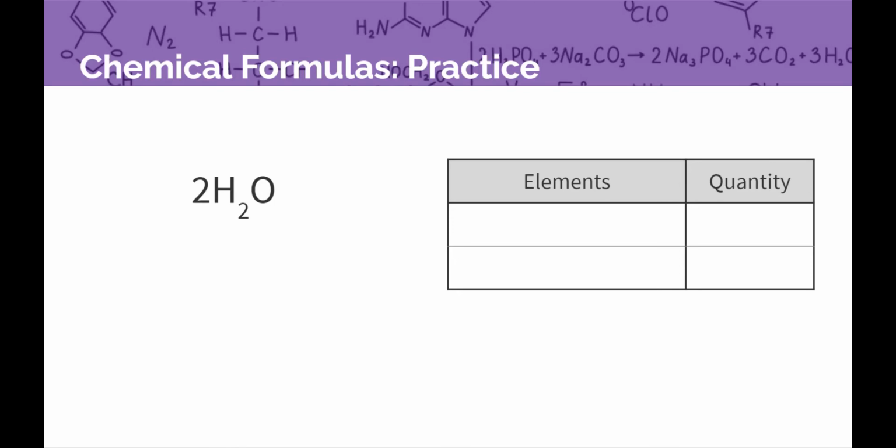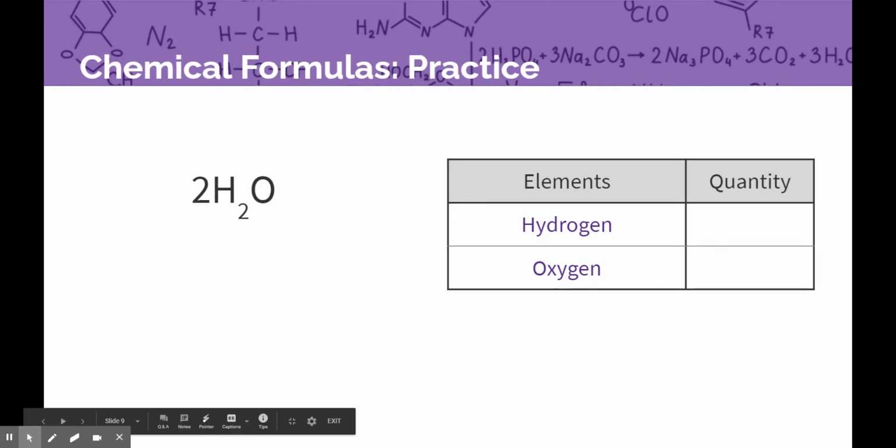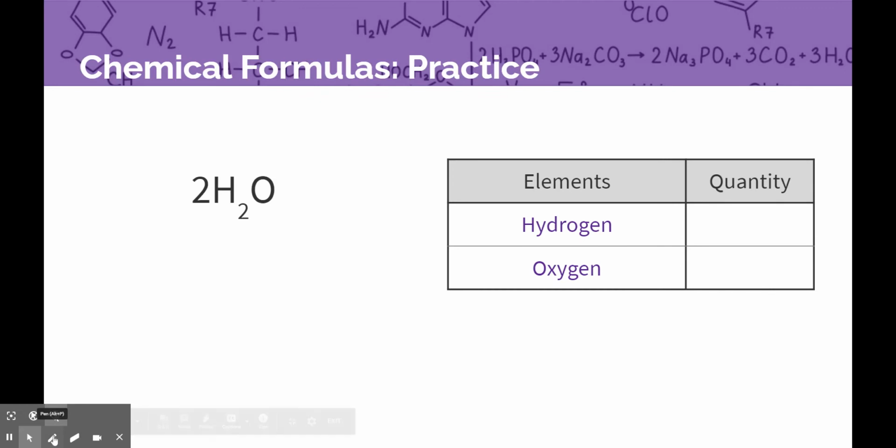H is hydrogen and O is oxygen. So in your table, you're going to put hydrogen and oxygen. So now I have to determine how many there are of each. I like to ignore the coefficient at first and first figure out how many I have of each individual element. We know that this subscript applies to this too, but you'll notice there's no subscript after the O. That means that there is only one O.